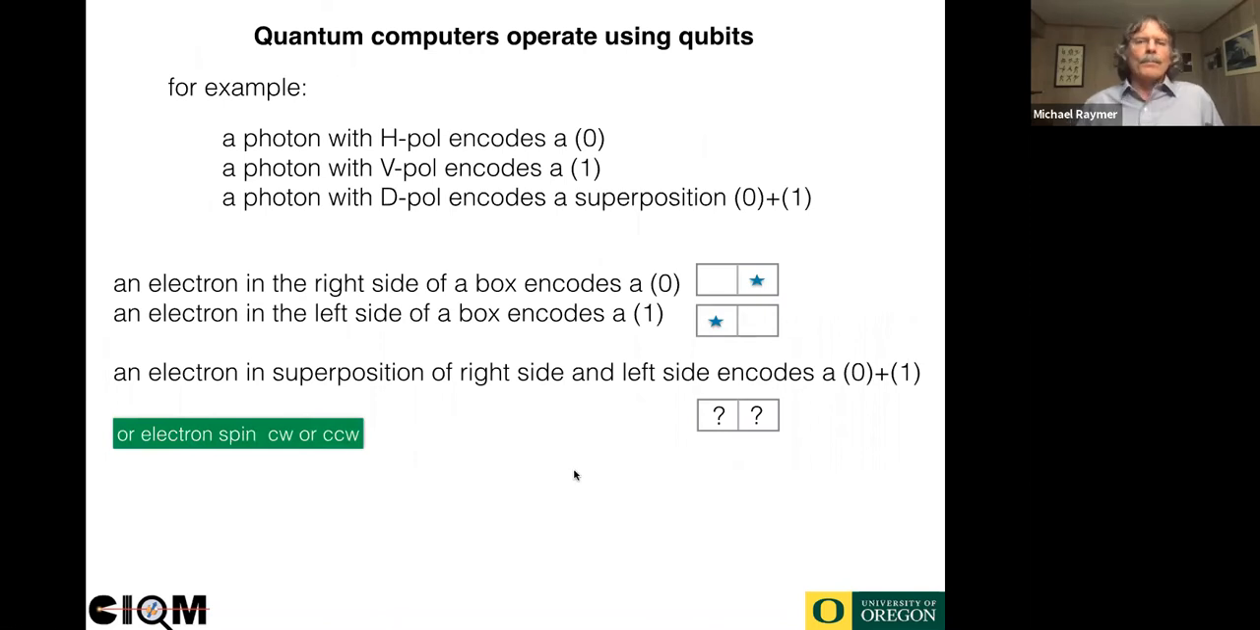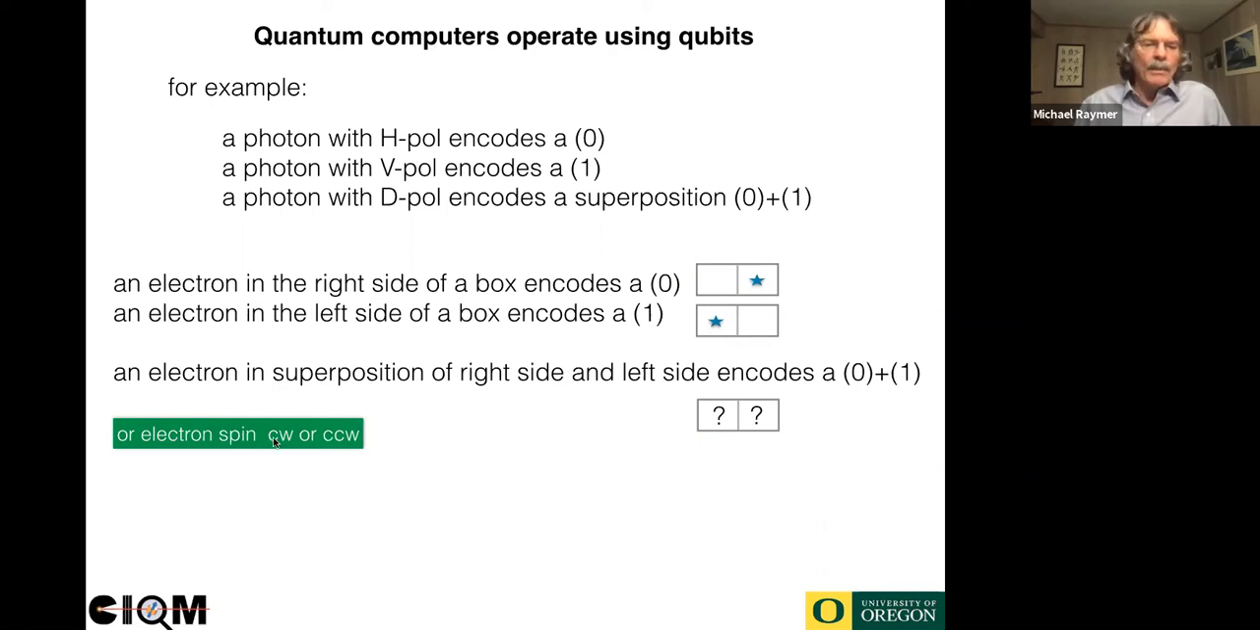Okay, quantum computers operate using qubits. And as we know, you can encode that with different photon states like 0, 1 or 0 plus 1, H, V, or D. Or you could encode that in the position of an electron. This could be a capacitor, and the electron could be on the right side or the left side of the capacitor to encode a 0 or a 1. An electron in a superposition of both encodes a superposition.